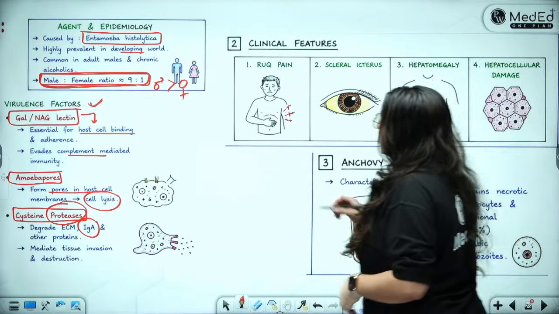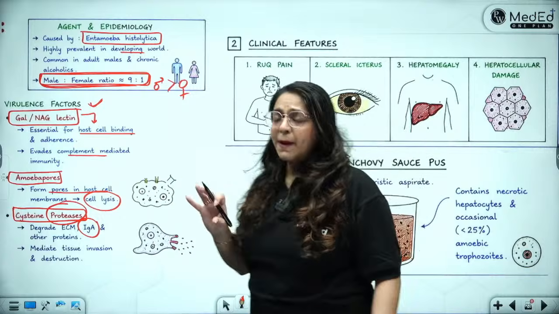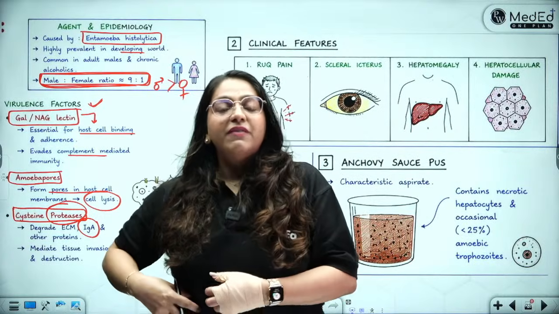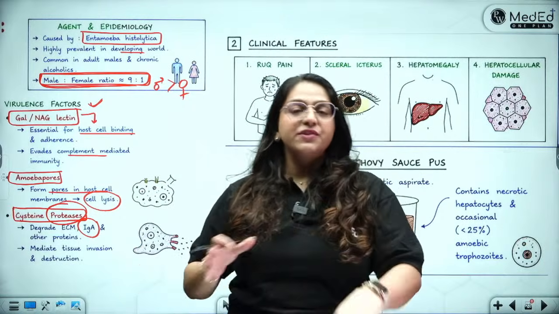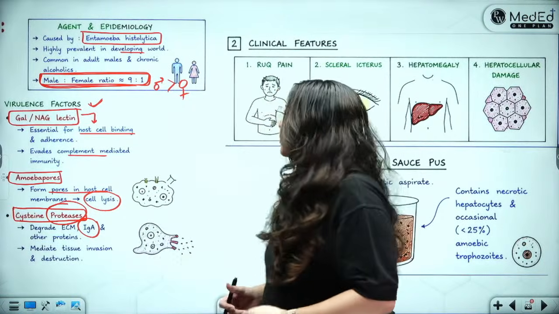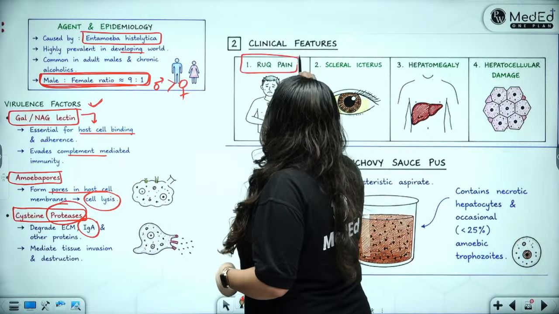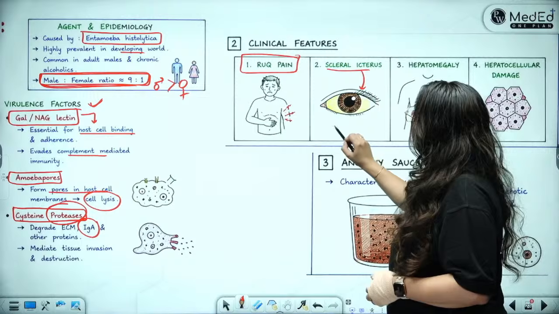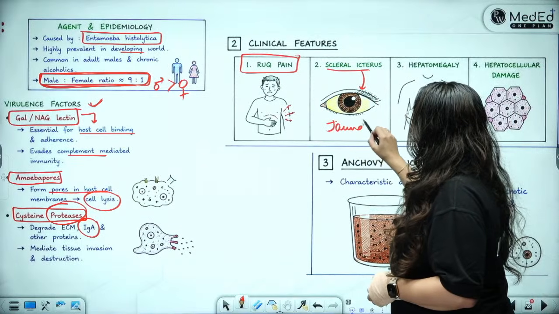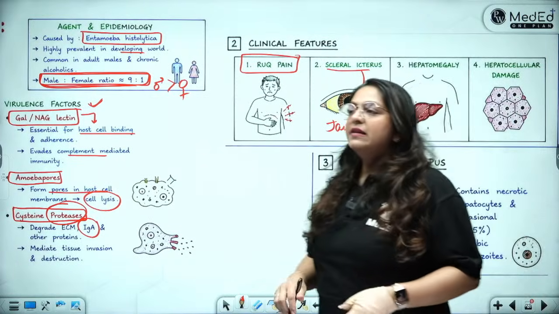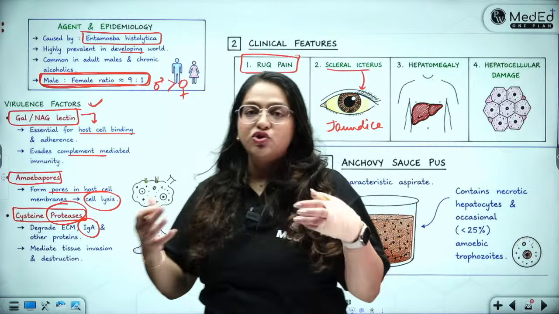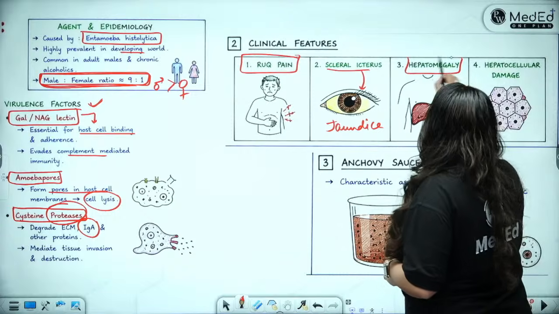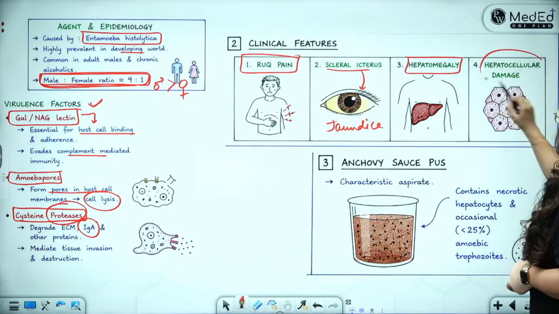What are the features? If it is causing an abscess in the liver, where will the patient have the pain? The patient will have the pain in the right upper quadrant. So there is right upper quadrant pain. Scleral icterus. What is this telling me? This is of course telling me that there is jaundice. Whenever the liver is involved, there are elevated liver enzymes, there is jaundice. So of course scleral icterus will be there. There will of course be hepatomegaly and hepatocellular damage.